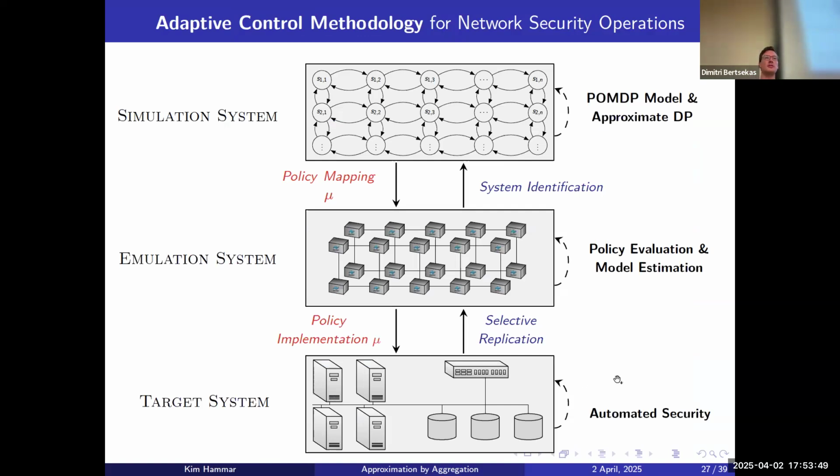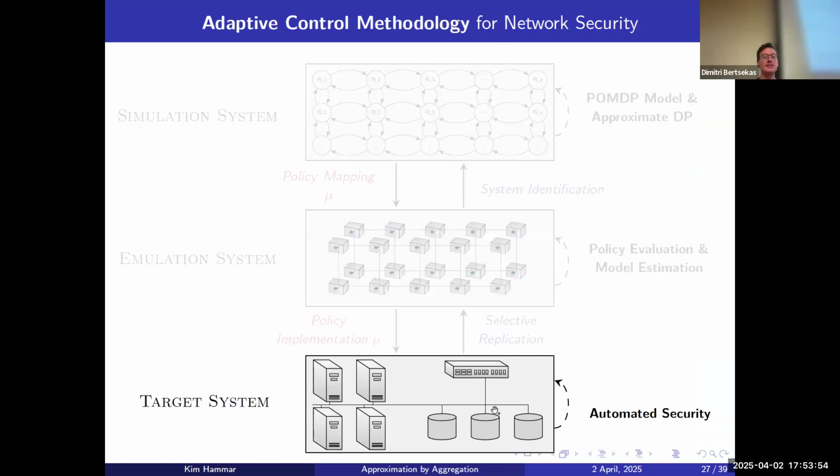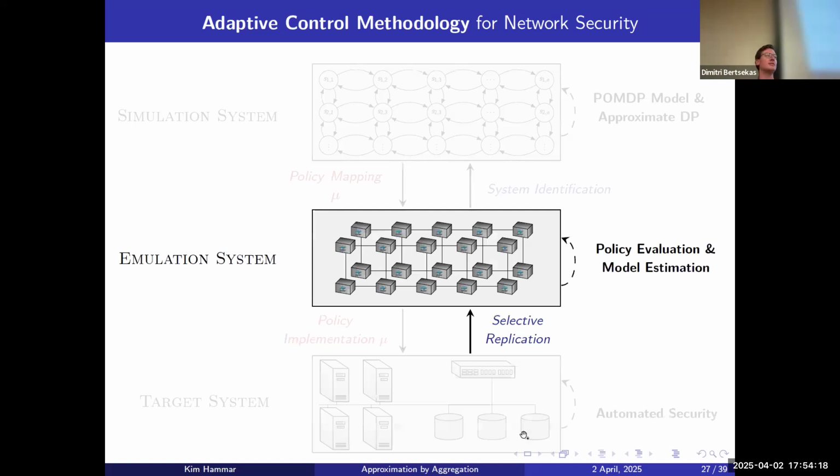So the starting point is that we have what we call a target system. And this simply corresponds to the system where we want our security policies to be operational in the end. So this is where we want to run them in the end. But for safety reasons, we cannot really do experiments directly on the target system. So what we do instead is that we first take the configuration of the target system, and then we emulate it to create a virtual replica that runs the same software exactly, but on virtualized hardware.